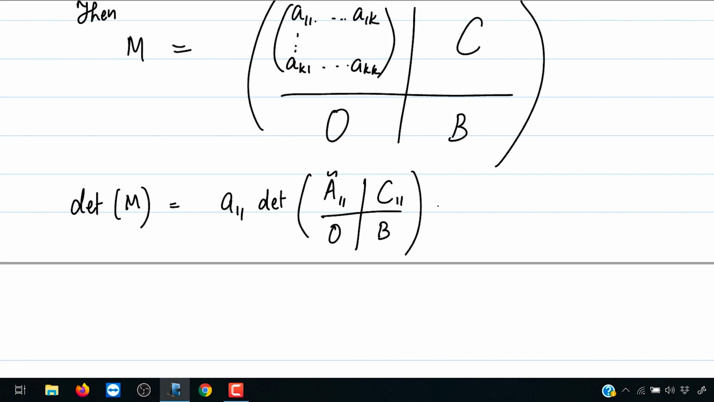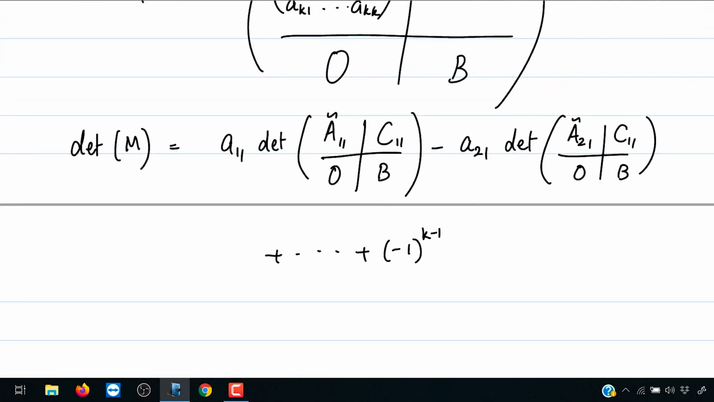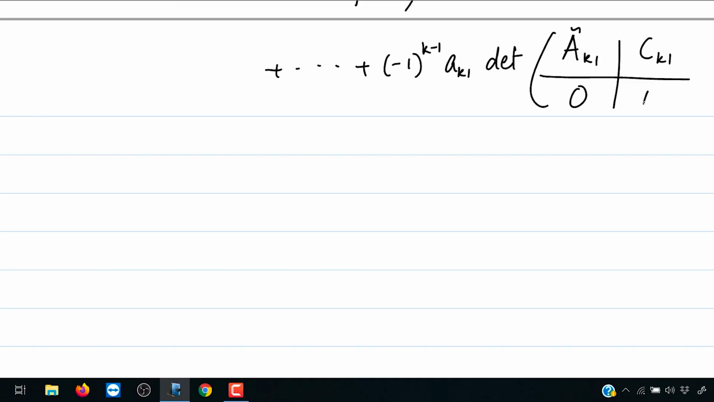Okay, how about the second entry? It will be minus A21 times the determinant of A21 tilde, times the determinant of B, and so on. And what will be the final term? This will be minus 1 to the power k plus 1, times A k1, times the determinant of A k1 tilde. There's a 0 entry here, and then there is the B, which is remaining untouched.